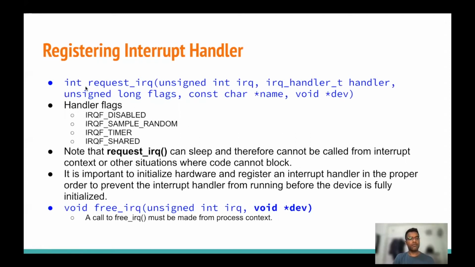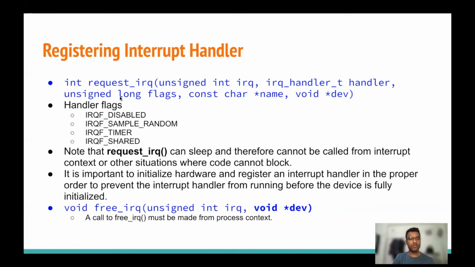This is the syntax to register an interrupt for a specific device in the device driver. The first parameter is the interrupt line, on which we want to register our interrupt. This is the interrupt handler function that will be run by the processor on receiving the interrupt, and these are the flags. These flags define the behavior of the interrupt. And this is the name of our device, and this is the pointer to the structure for the particular device.